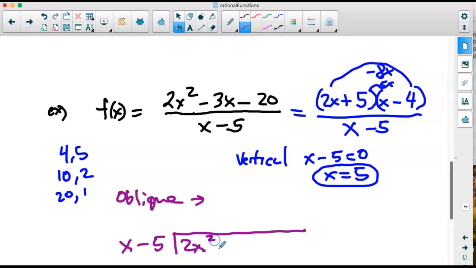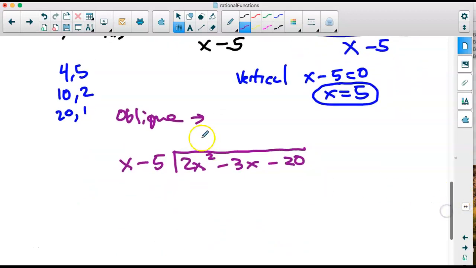So this is done just like the horizontal ones. We do the same division, but we need to know what this quotient is, because that'll give us our oblique asymptote. So if we divide here, we got a 2x here, 2x squared minus 10x. We subtract.